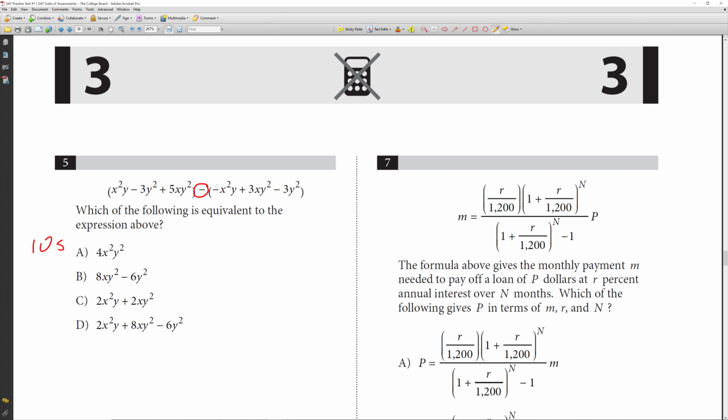So what do you do? You switch all the signs in the second term, and then you write the first term right on top of the second term. Do as little rewriting as possible.